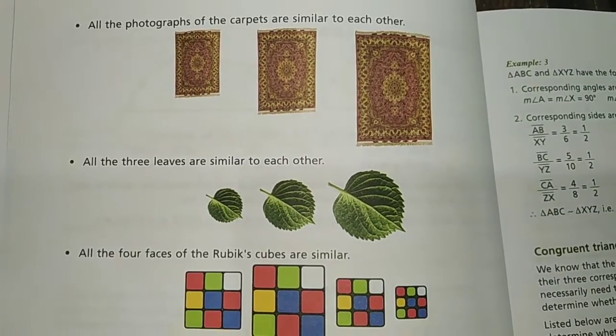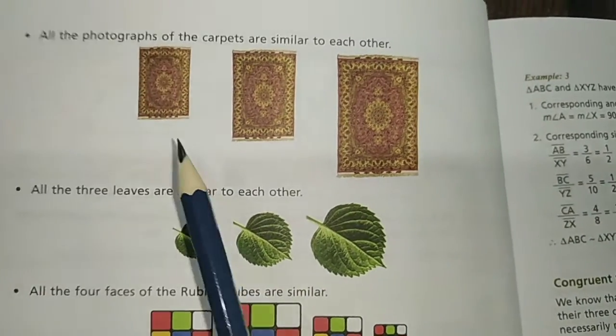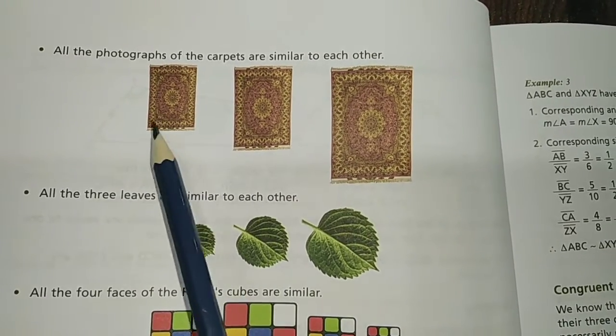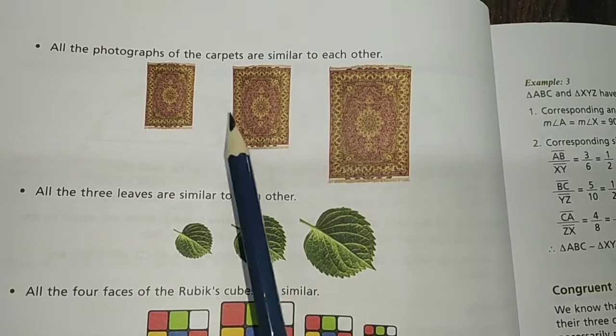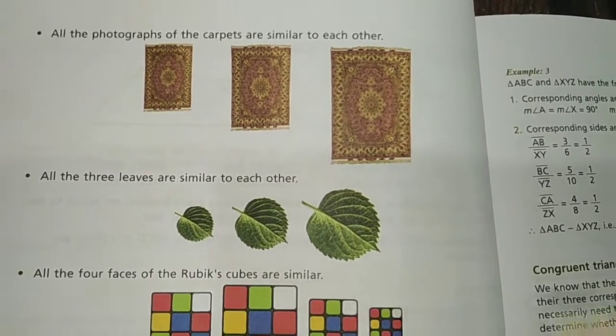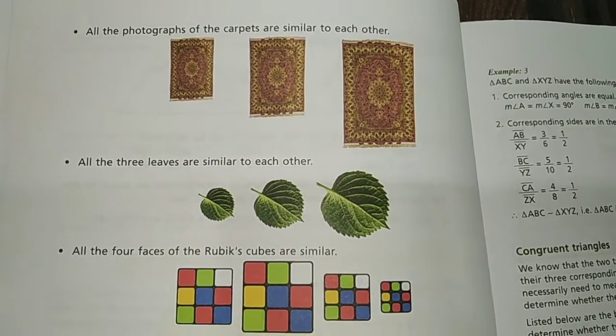Now we have to see some practical examples of similarity. All the photographs of the carpet are similar to each other. Their angles are the same, 90 degrees, 90 degrees, 90 degrees, and their sizes are different and the sides are in the same ratio. All the three leaves are similar to each other. These are some examples of similarity.